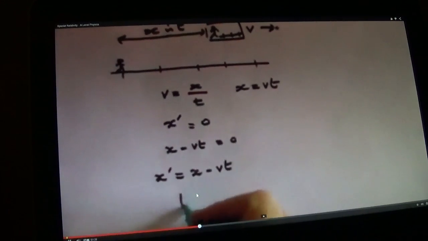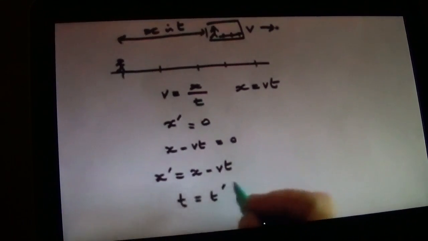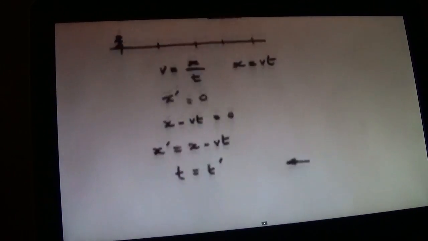The assumption that we're going to make is that the time that I measure, t, will be the same time that you measure, which is t prime. That we are going to discover is actually not correct. But it's an obvious thing, so we'll assume it for the time being. And how can we make that happen?